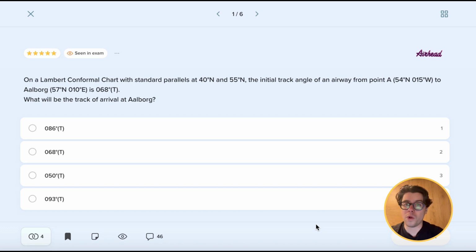Without any further ado, I'll try to go in depth and also show you some graphics that will support the study. So on the Lambert conformal chart with standard parallels at 40 north and 55 degrees north, the initial track angle of an airway from point A to Aalborg is 68 degrees true. What will be the track of arrival at Aalborg?